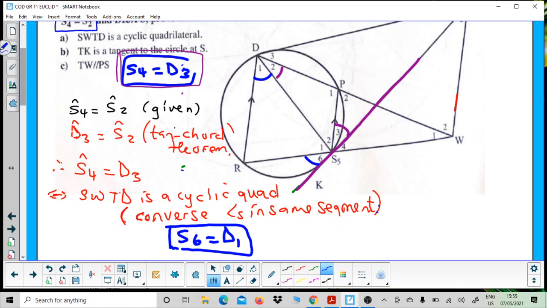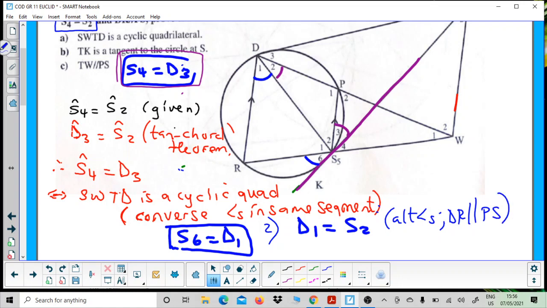Okay, let me do that. D1 is equal to S2. What's our reason? Alternating angles. We did this before, and now it feels funny that we are repeating it. DR is parallel to PS. Perfect. I managed to prove that D1 is equal to S2.